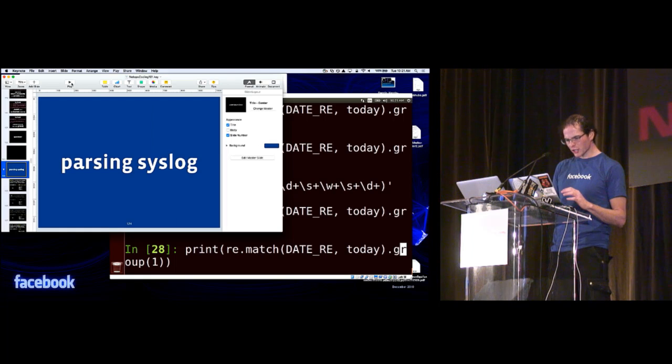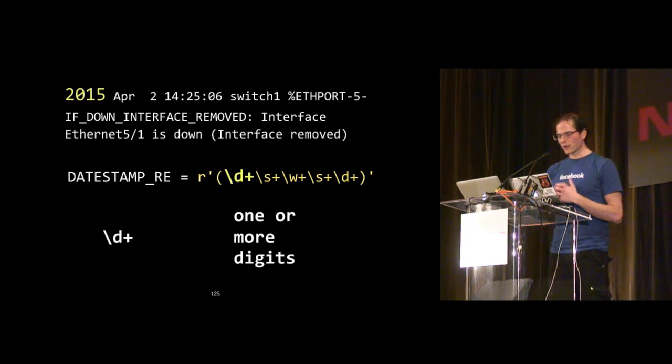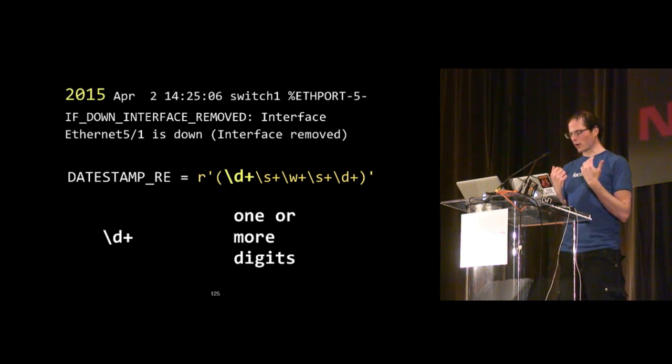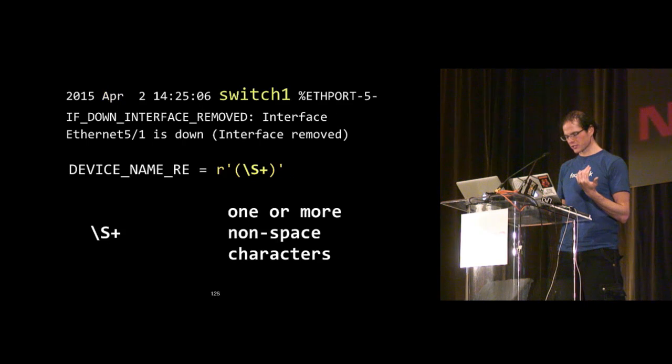So now let's go into actually parsing some syslog messages. Again, we have this giant thing that we want to parse on. To start building this together, we want to parse on the date stamp. What we just walked through, for example, is parsing this date stamp as \d+, which is one or more digits, \s+ for one or more spaces, \w+ for one or more characters, and so on.